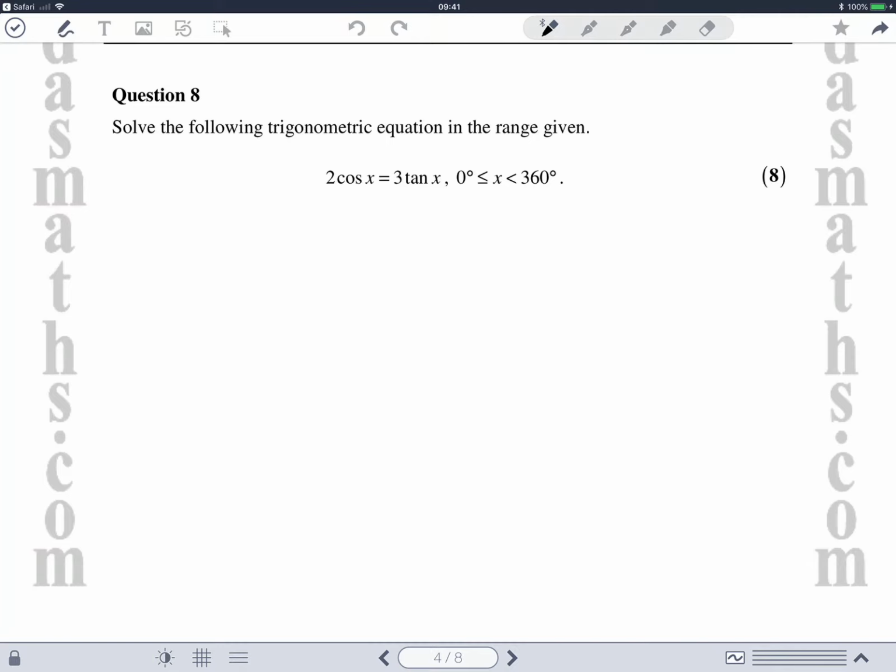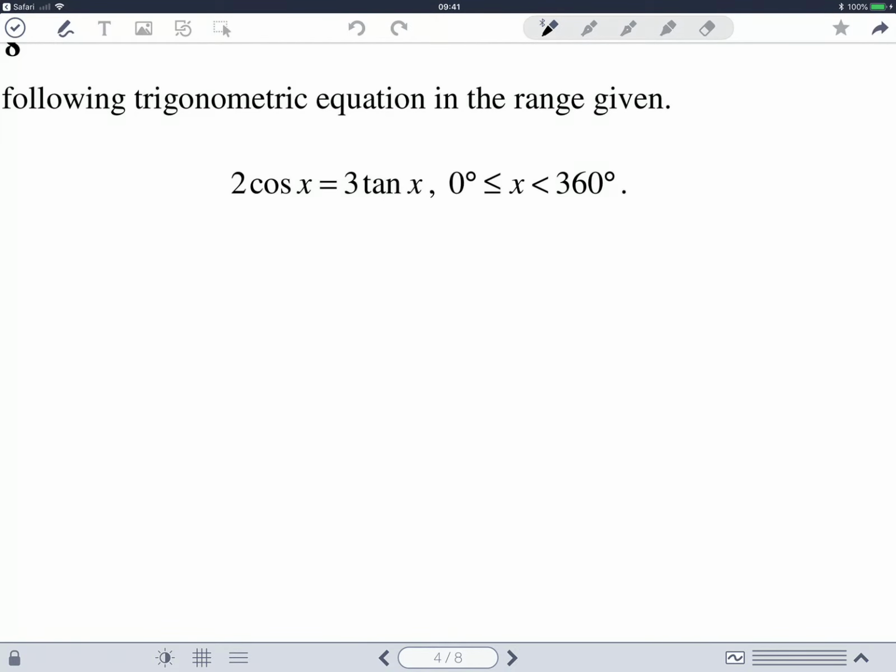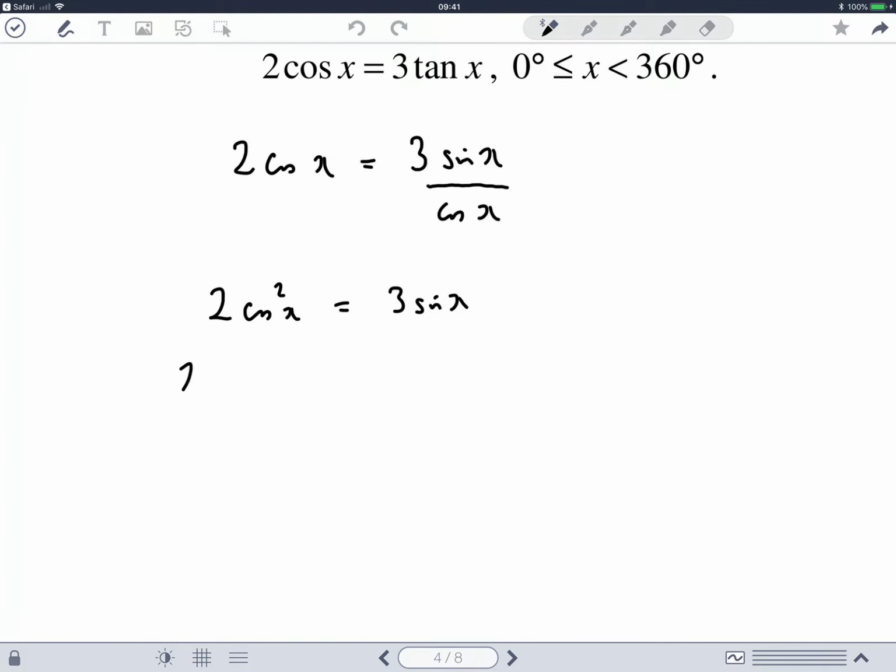Okay, right, so the first thing I'd probably do is, there isn't an immediate identity for cosine and tan, so I'm going to rewrite this equation in terms of sines and cosines to get 3 sine of x over cosine of x, like so. If I multiply by cosine both sides, I get 2 cosine of x squared equals 3 sine of x, and if I rewrite cosine squared as 1 minus sine squared of x, I will get the following.